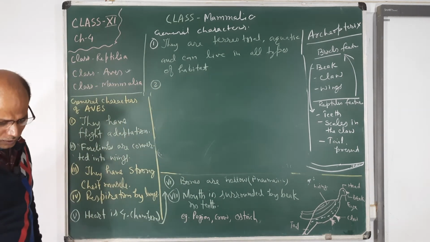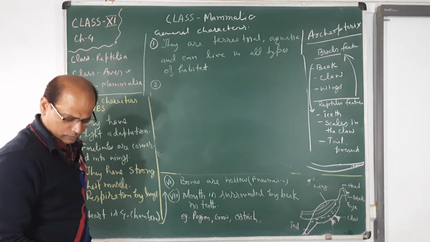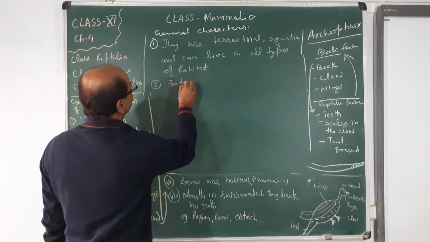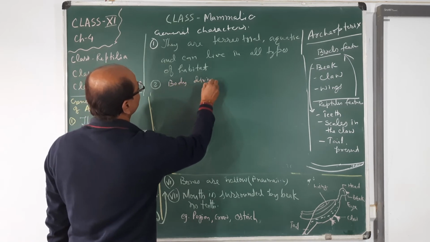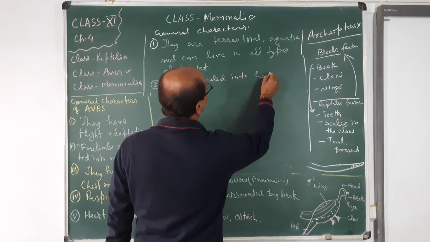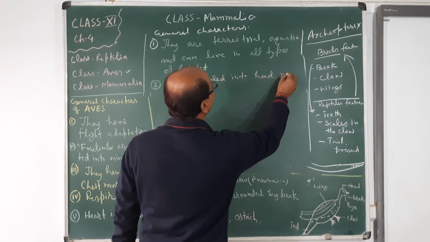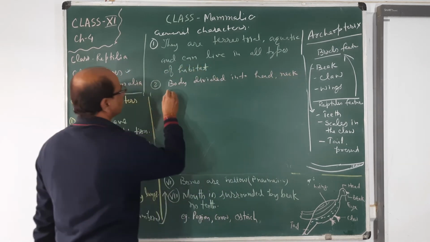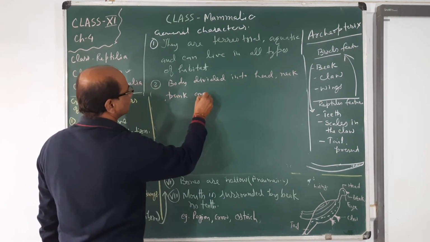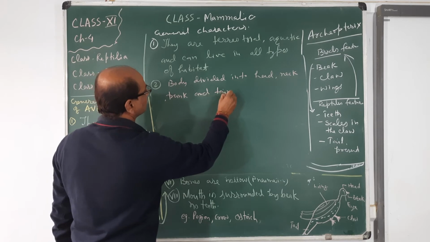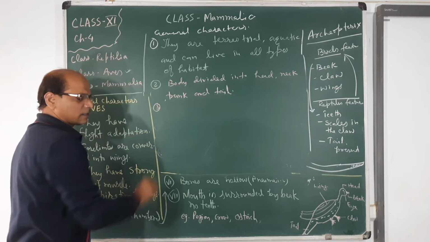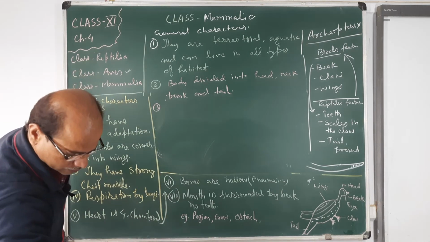Body is divided into head, trunk and the tail. Head, neck, trunk and tail. Unfortunately, the tail is not present in our body, but the maximum of the mammals have a tail in their body.